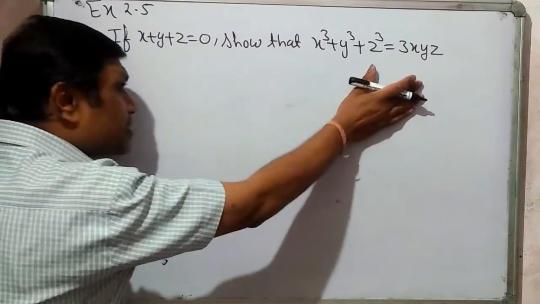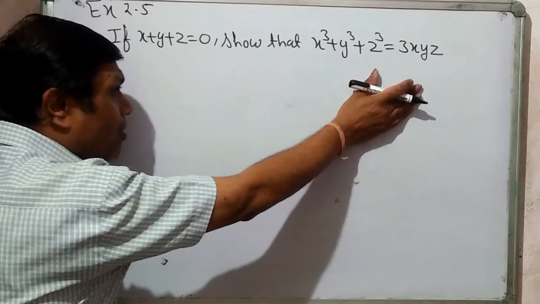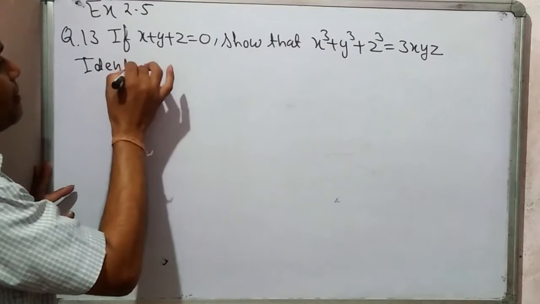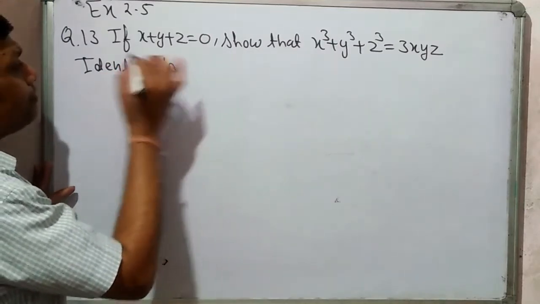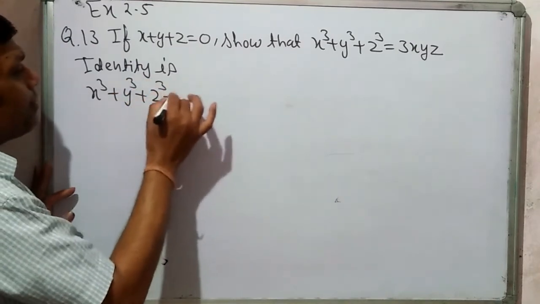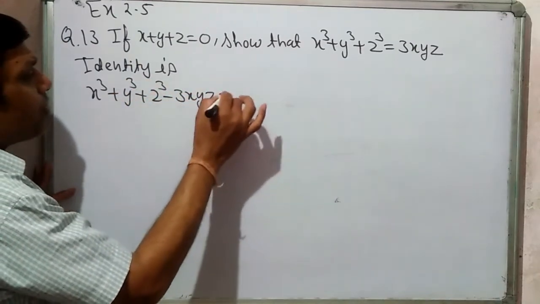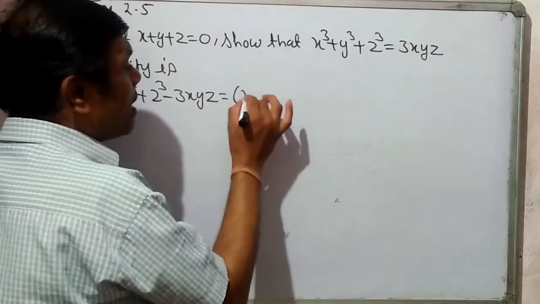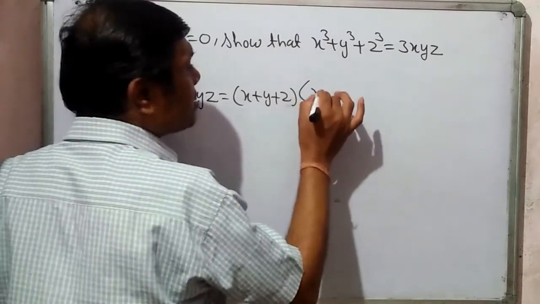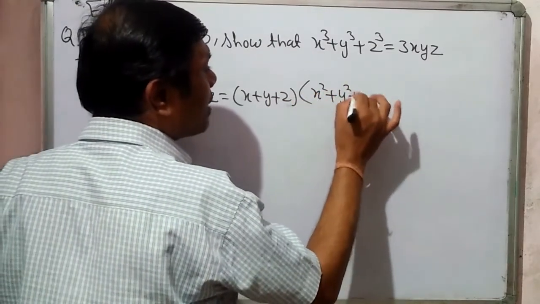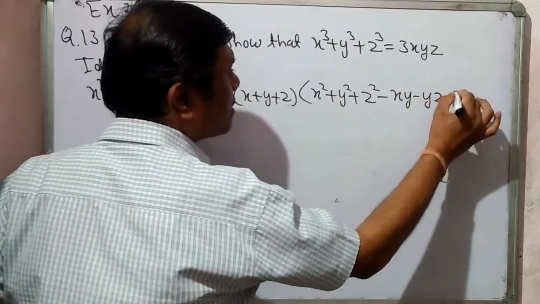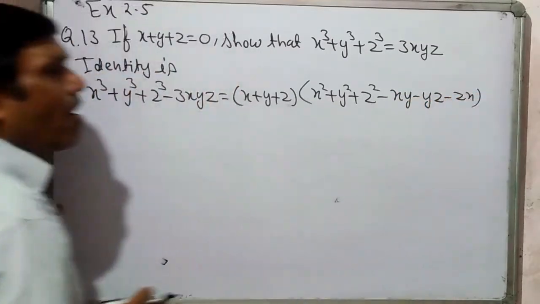These 4 terms tell us the identity that we have to use. What is the identity? The identity number 8, x cube plus y cube plus z cube minus 3xyz. This is equivalent to x plus y plus z multiplied with x square plus y square plus z square minus xy minus yz minus zx.